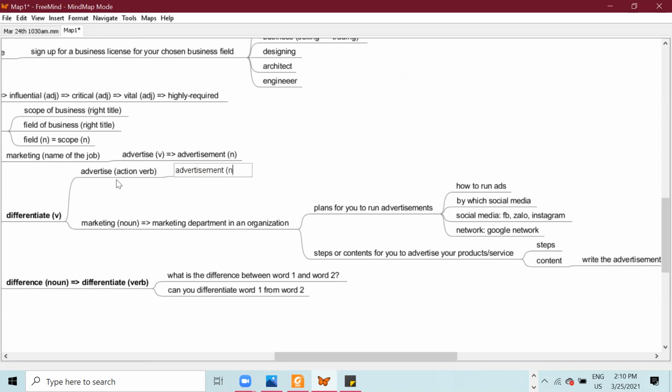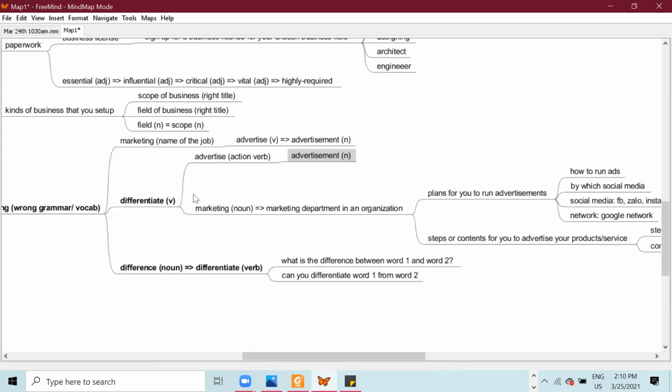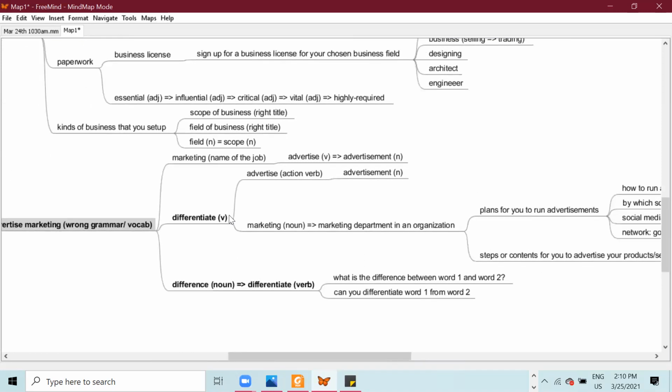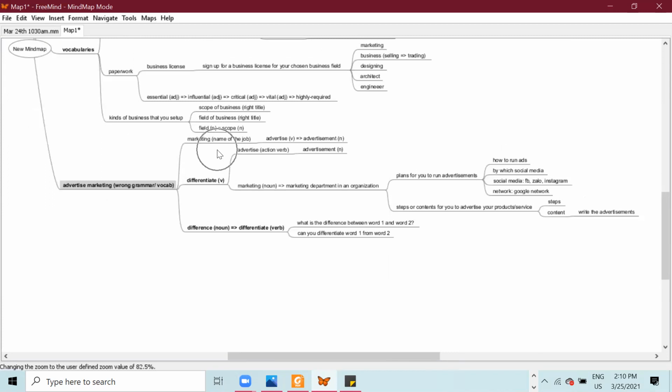So here I have the action verb advertise, and please remember the noun advertisement of advertise, because marketing and advertise are different from each other, totally different. Don't use advertise as marketing. This is wrong. So after I help you understand how to use marketing and advertise, please continue your speaking.